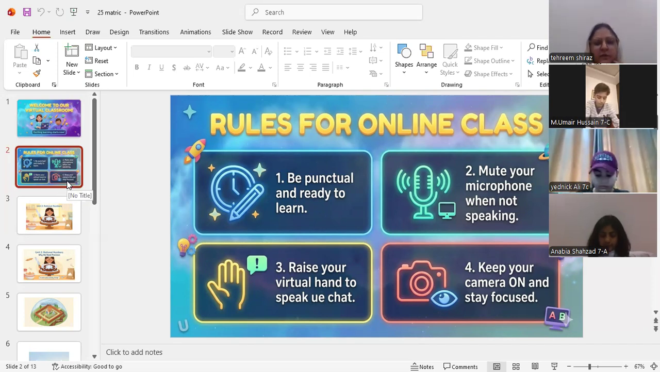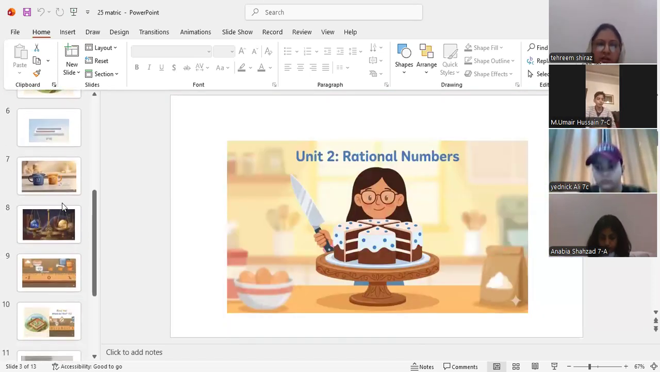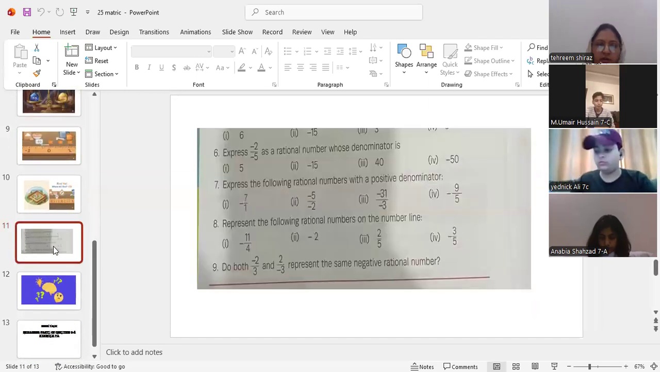In the previous lectures, we have already studied the rational number and the form of rational number, where we need to make the denominator positive and where we need to make the numerator positive. So today we are going to start from question number 6. And before starting question number 6, you should know the standard form of the rational number.